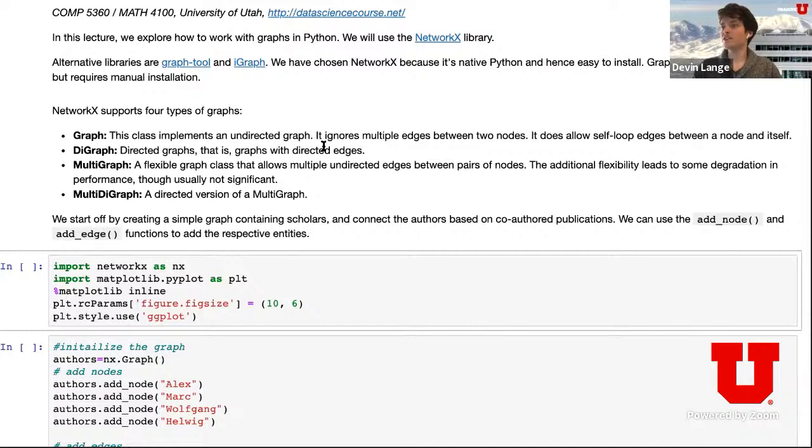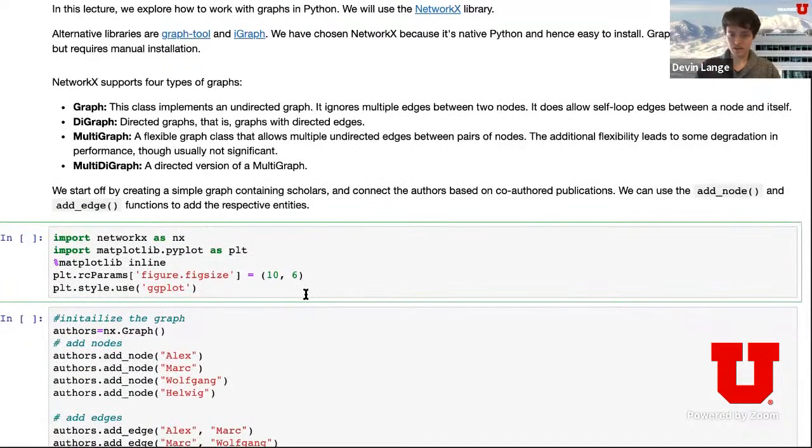Great, so we have a directed graph, which, as the name implies, is a directed graph. And then you have multi versions of those. So these allow multiple edges between nodes, whereas the basic ones only support one edge between these nodes.